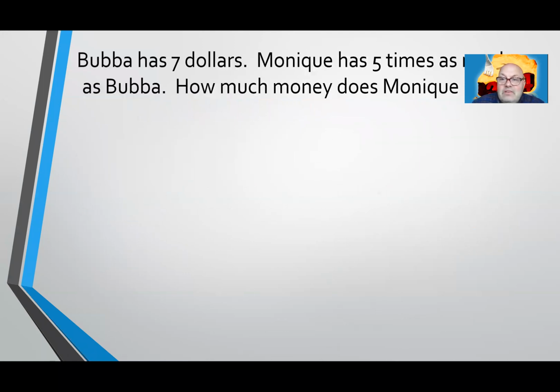So here we go. This is how the standard is meant to be interpreted. We would start off by saying, Bubba has $7. Monique has 5 times as much as Bubba. How much money does Monique have? And they would use place value mats and base 10 blocks to solve it, because on the first day, we're going to be in the concrete stage of learning.